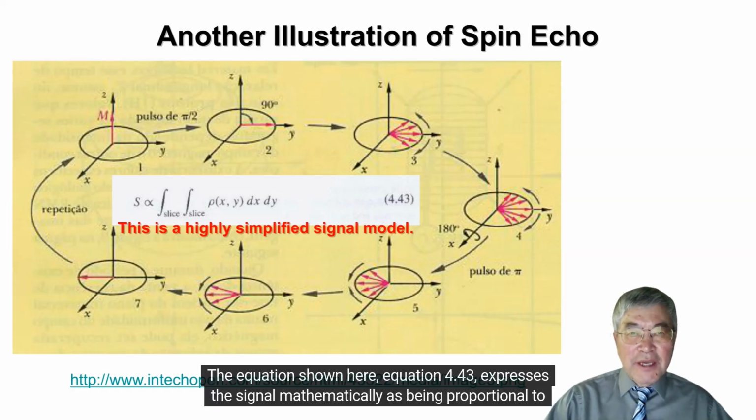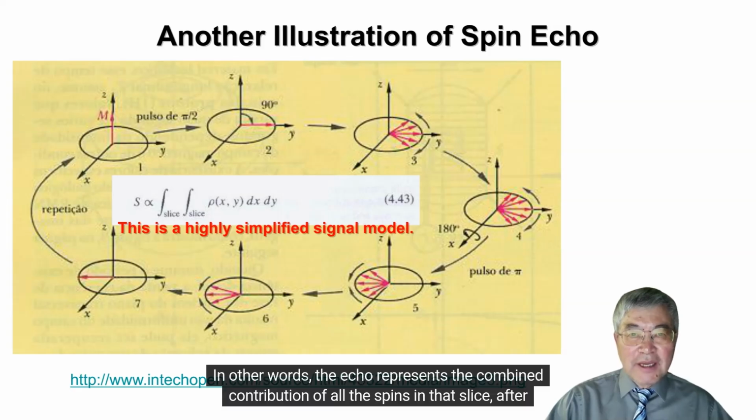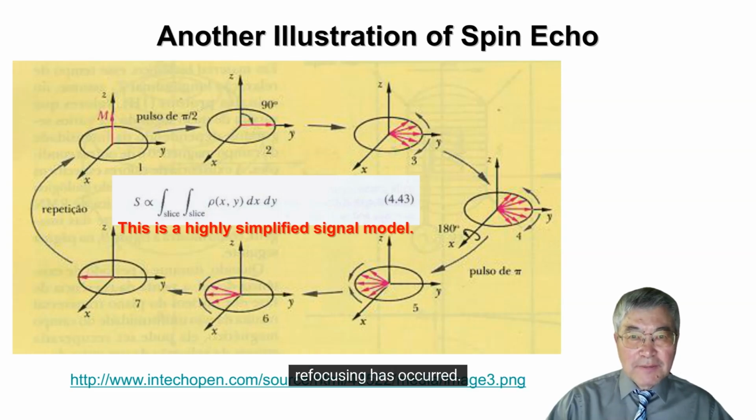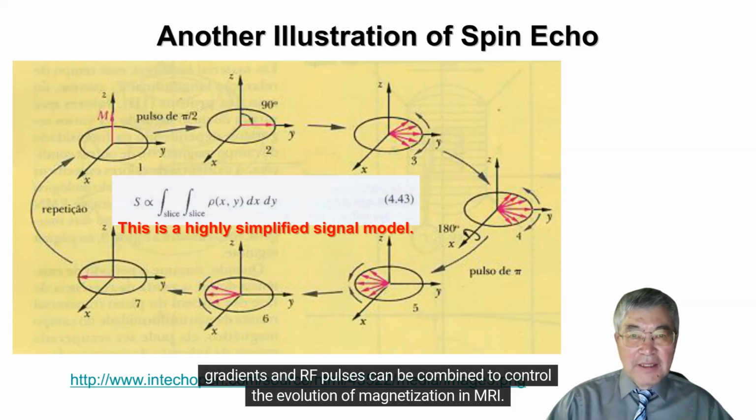The equation shown here, equation 4.23, expresses the signal mathematically as being proportional to the integral of the proton density over the slice. In other words, the echo represents the combined contribution of all the spins in that slice after refocusing has occurred. So, spin echo illustrates in a very clear way how we can recover useful signal despite dephasing, and how gradients and RF pulses can be combined to control the evolution of magnetization in MRI.